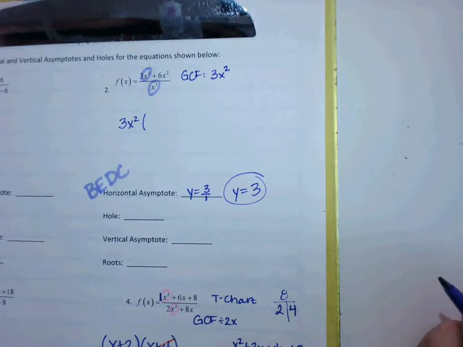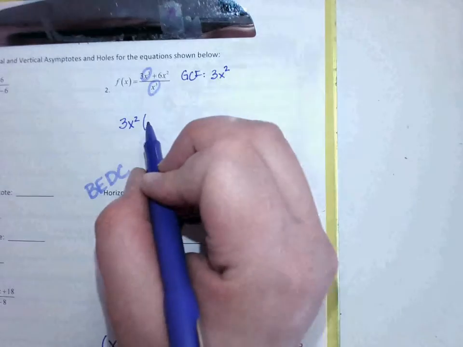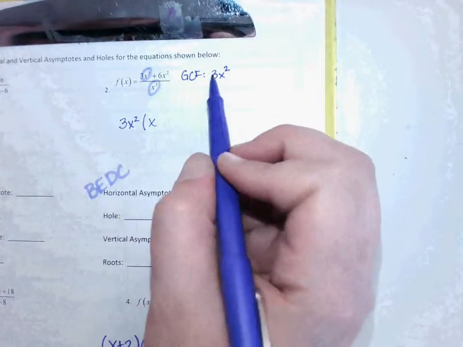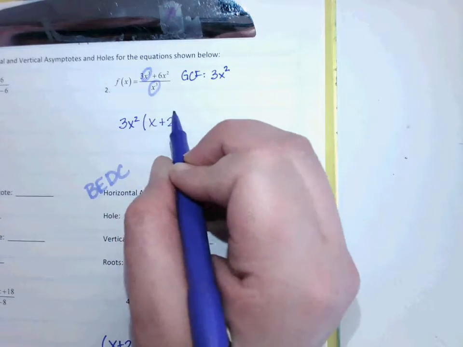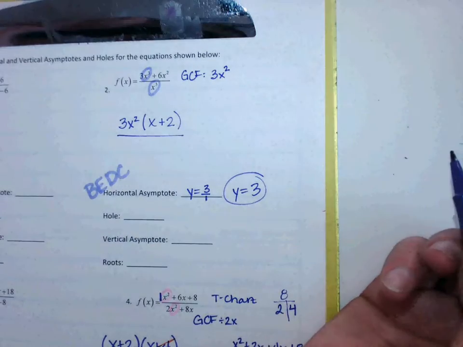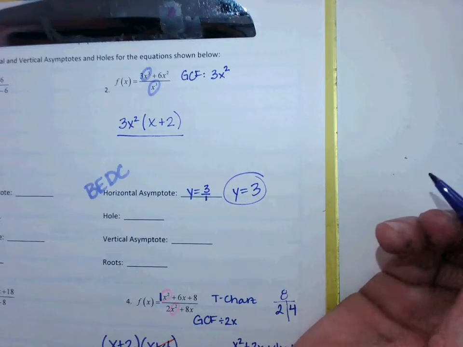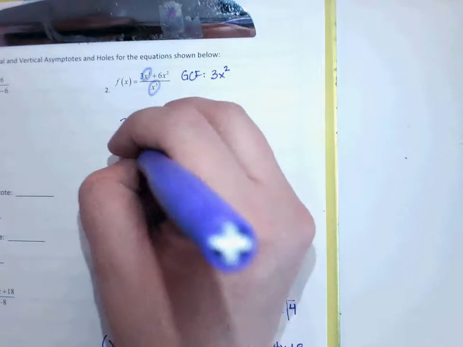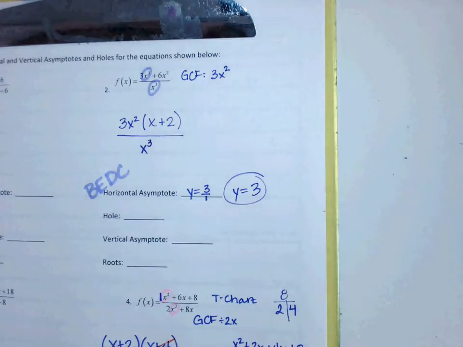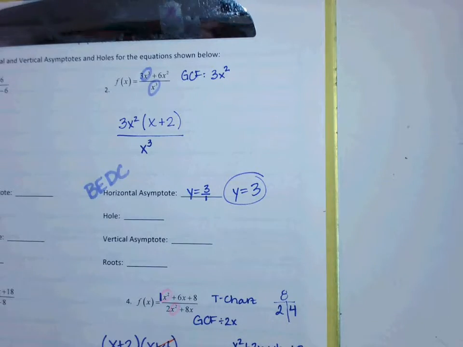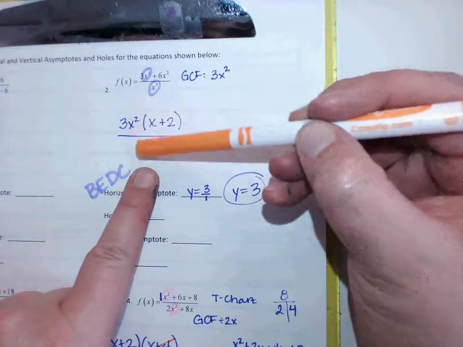Out of my 3x cubed, I'll have 1x left over. And then 6 divided by 3 will leave me with a plus 2. So far, so good? Okay, on the bottom, I have x cubed. And then I'm looking to see what can cancel out. Okay, now this is a little bit tricky, but I want you to think about, can any of these x's cancel out?